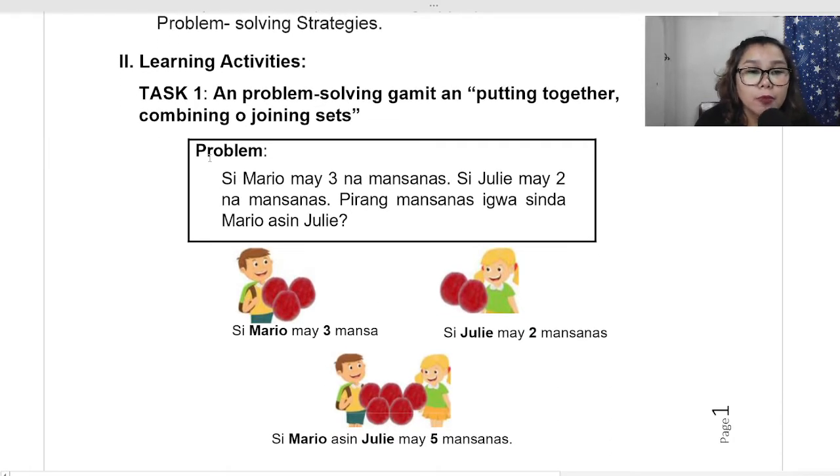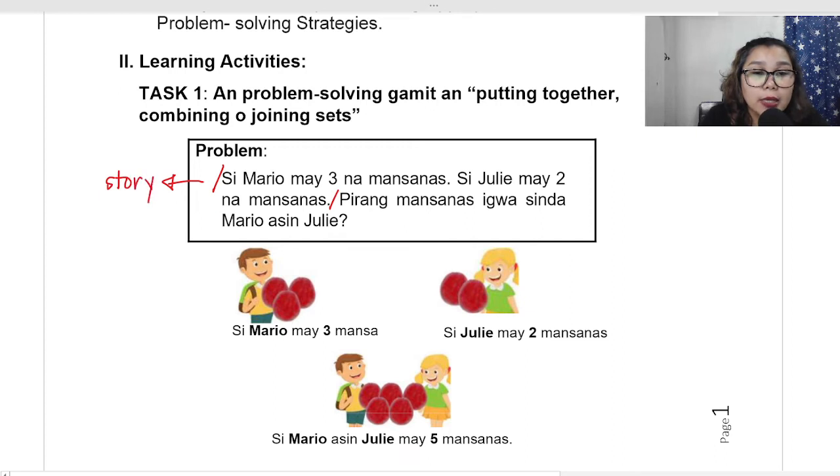Okay, the problem is: Mario has 3 apples. Julie has 2 apples. How many apples do Mario and Julie have? So, this is an example of a word problem. Basically, a word problem has 2 parts. First, the story itself. For this one, the story starts from here until here: Mario has 3 apples, Julie has 2 apples. A word problem usually tells a story.